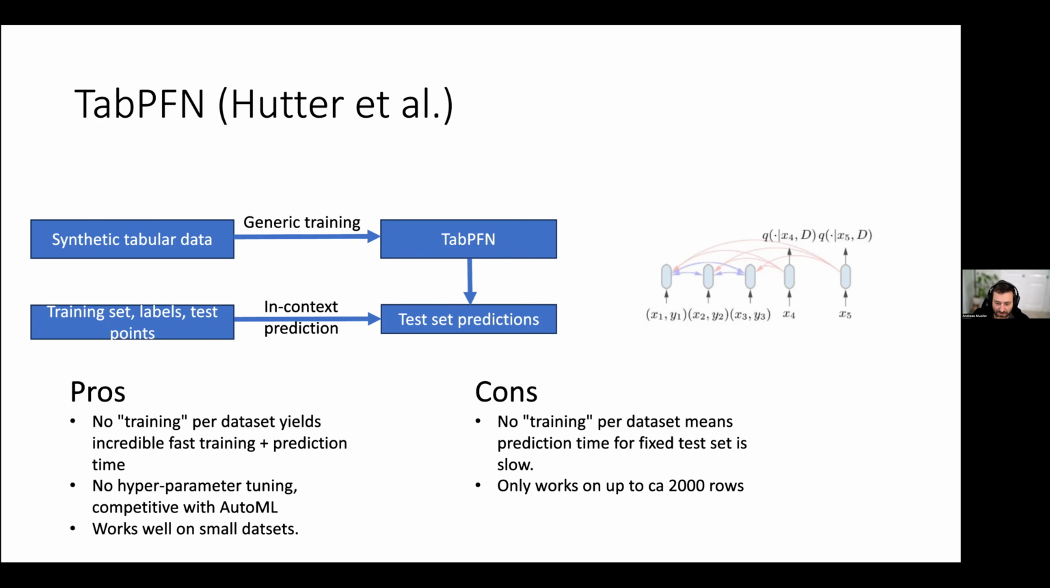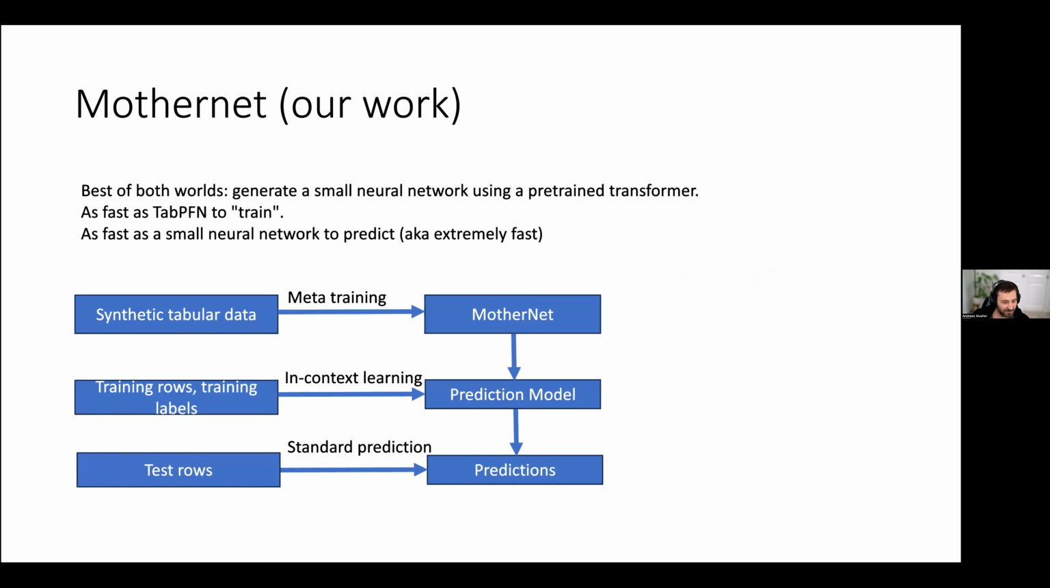With the work on the MotherNet, what we are addressing is that if the test set is very big, we're much more efficient than TabPFN. So that's one step, but training is still quadratic. Okay, and so from a very high-level viewpoint, we try to get the best of both worlds, meaning the best of the classical, where we have very fast prediction, and the best of TabPFN, where we have very fast training.